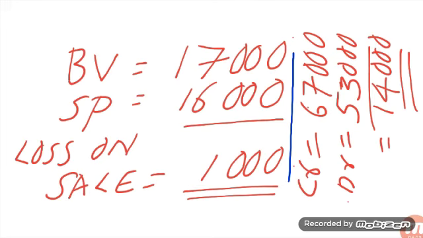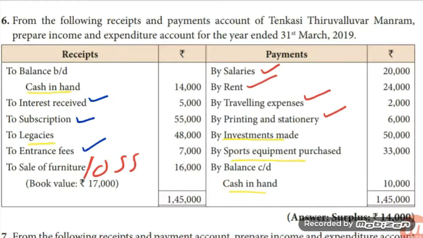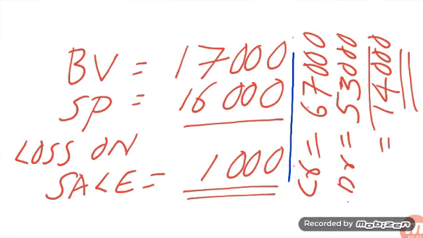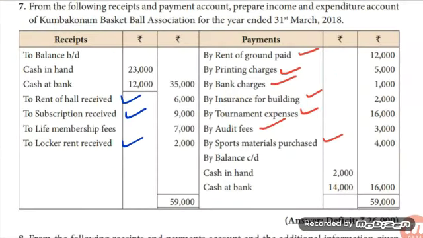Then find the difference. What is the difference? 14,000 is the difference. Write that 14,000 on the debit side. And write, what is that? Surplus. In bracket write balancing figure transferred to capital fund, again in bracket excess of income over expenditure. Okay children, next question.